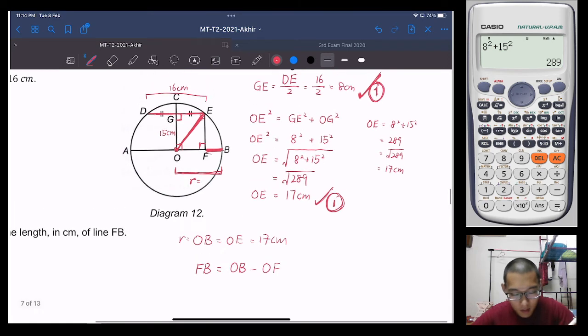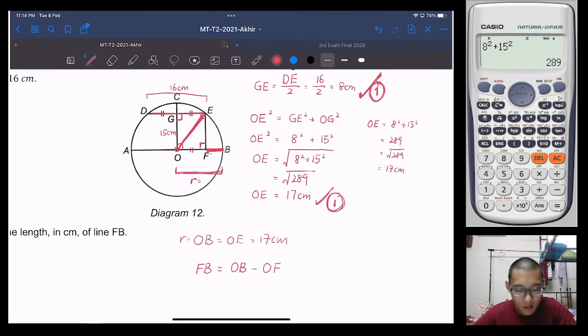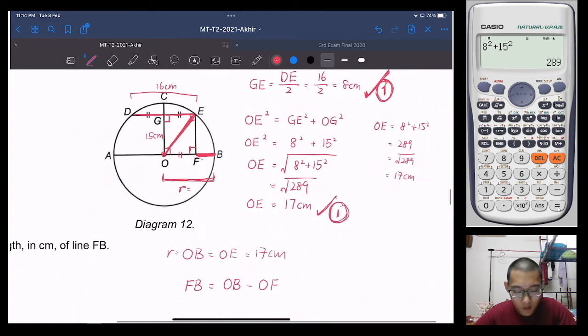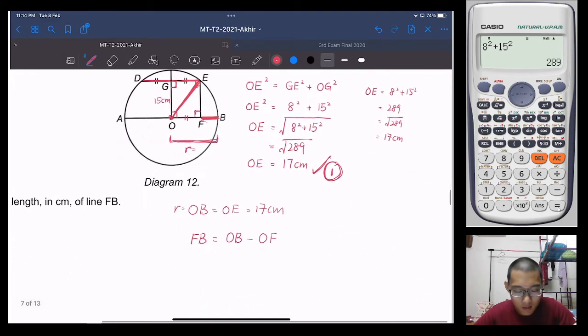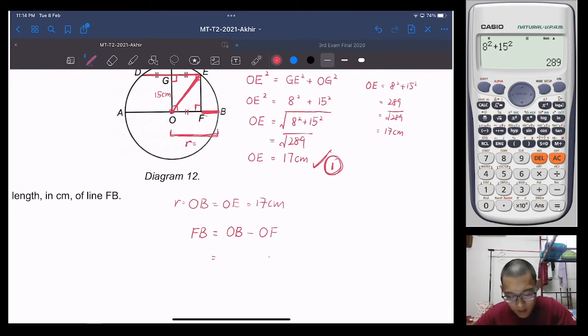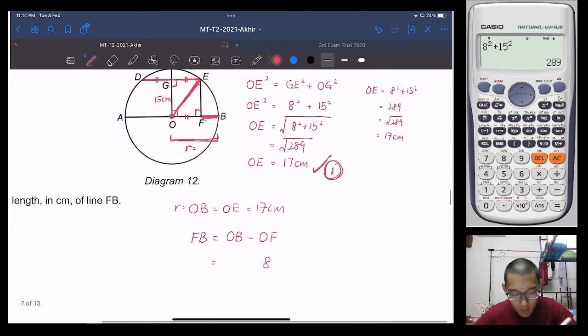We understand already. So we go back here. We know that it's a rectangle, right? Inside this GEFO, the opposite sides are the same. So we have 8 cm here. Another, OB is 17 cm. So you use this one. FB equal to 17 minus 8. So finally we have 9 cm. So write down the unit. Remember, write down the unit.